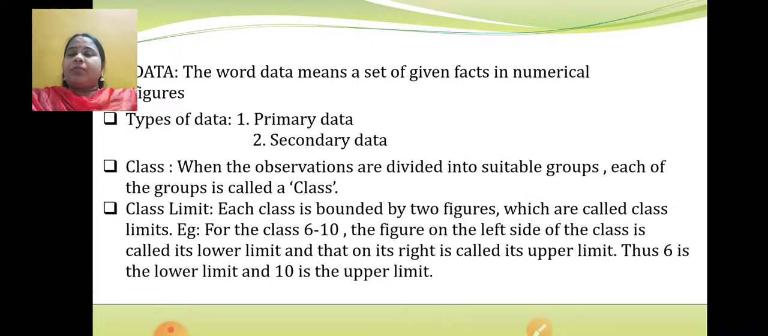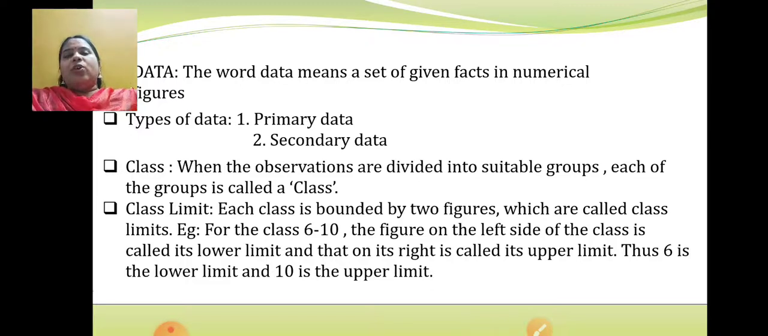Now, primary data means that where an investigator is himself collecting the data, correct? For example, a class teacher collecting the height of students or weight of students of her class. The investigator is himself collecting all the data. That type of data which is collected is called as primary data. Then what is secondary data? When the investigator is not collecting the data by himself, he is relying on some other source, okay, that is called as secondary data.